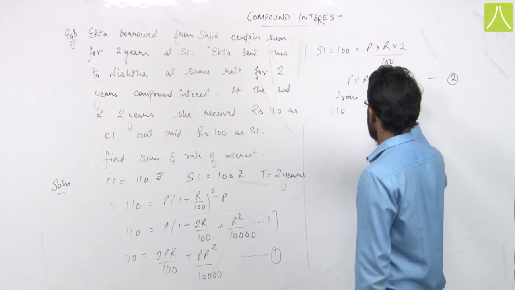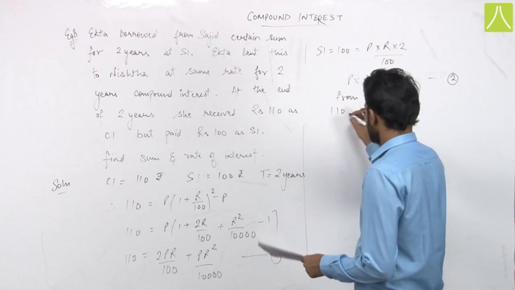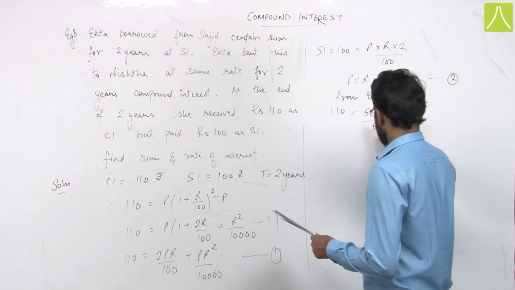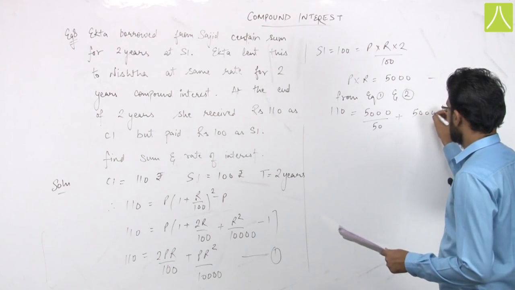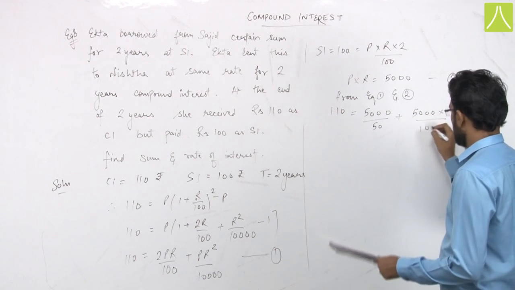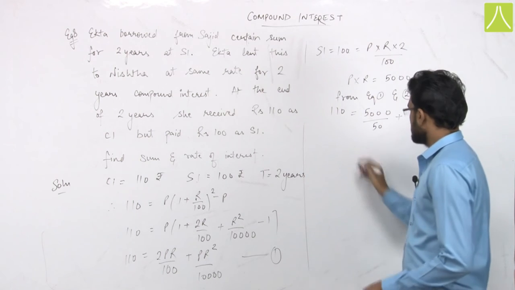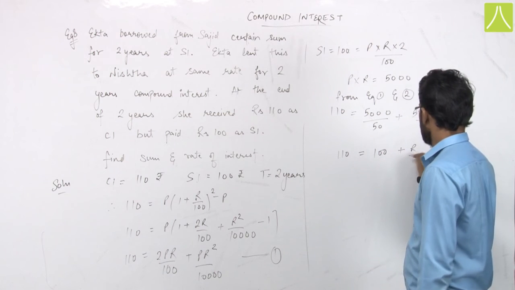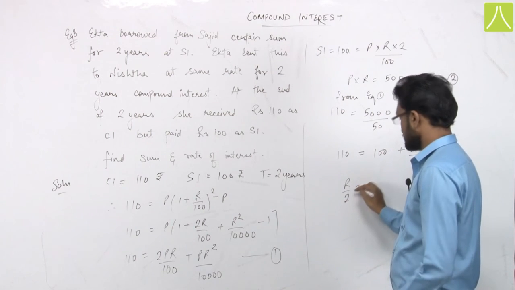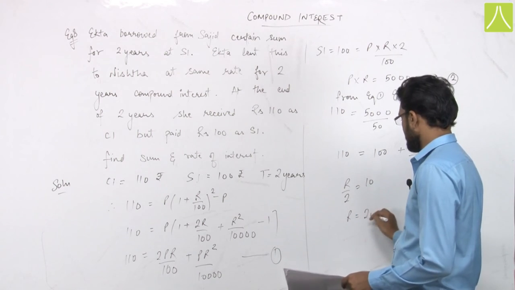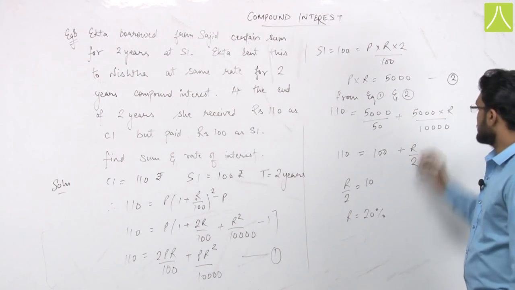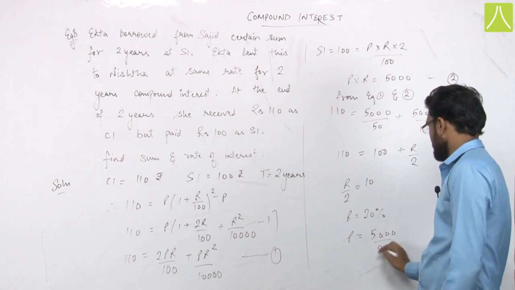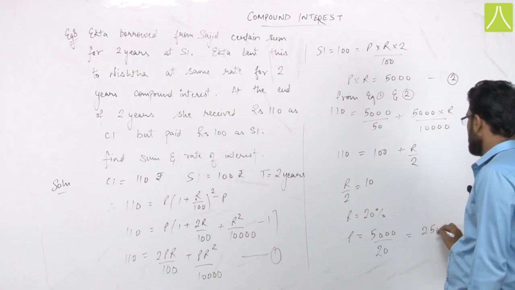from equations 1 and 2, I can say that 110 is equal to 5,000 divided by 50 plus 5,000 into r divided by 10,000. Solving this, we get 110 equals 100 plus r by 2, that is r by 2 is equal to 10, so r is equal to 20%. Substituting the value of r in equation 2, p will be equal to 5,000 divided by 20, which is equal to 250 rupees.